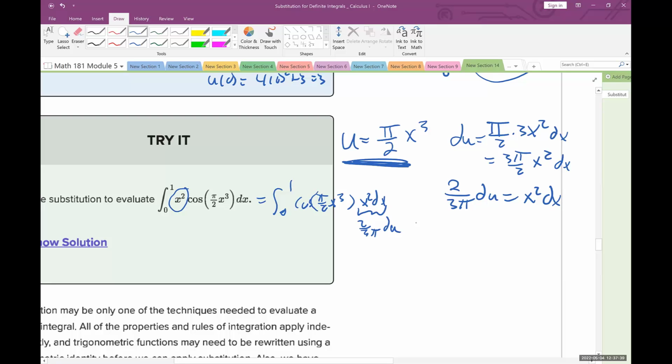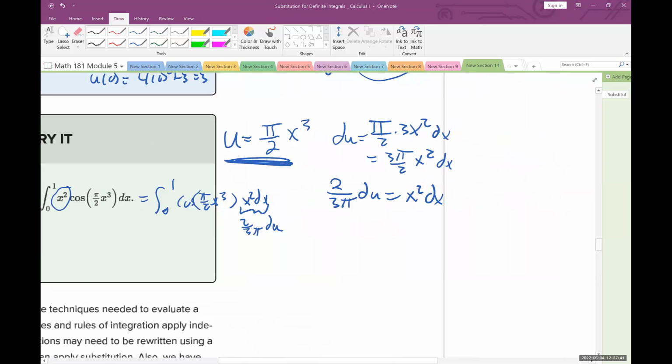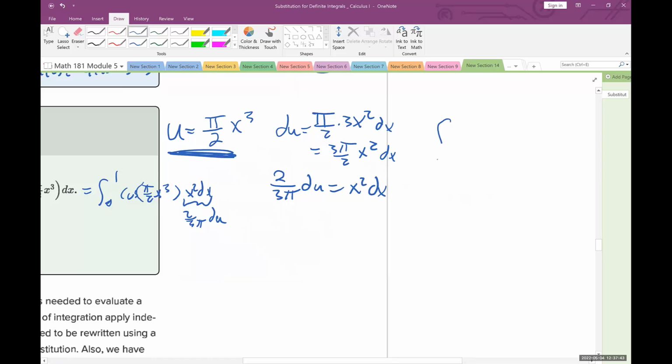And we can start making our substitution now. So we'd have another integral. We're going to have to change the limits of integration, so we get to figure that out. And now it's going to be a cosine of u du, and I've got to remember that 2 over 3 pi, I'll put it out in front here. So what are those limits of integration going to be?